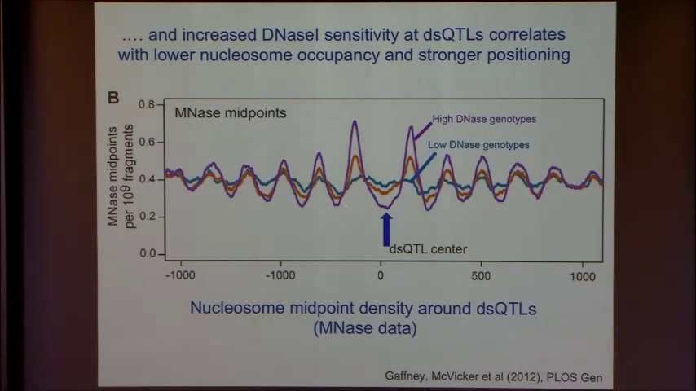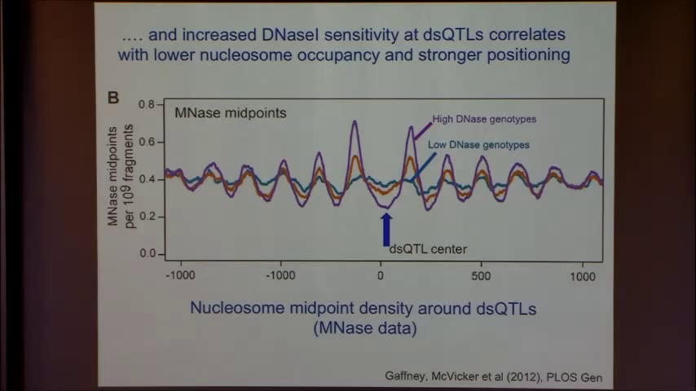They tend to have low nucleosome occupancy at the center of the dsQTL, and then very strong nucleosome positioning compared to the other genotypes. Now, one thing I would note here is that even in these active regulatory regions, there's still substantial nucleosome occupancy. And the way to think about this is that all of these assays that we do are on a population of cells. And so at any given time, an active regulatory region, we believe, is only actually active in a modest fraction of the cells in the population.